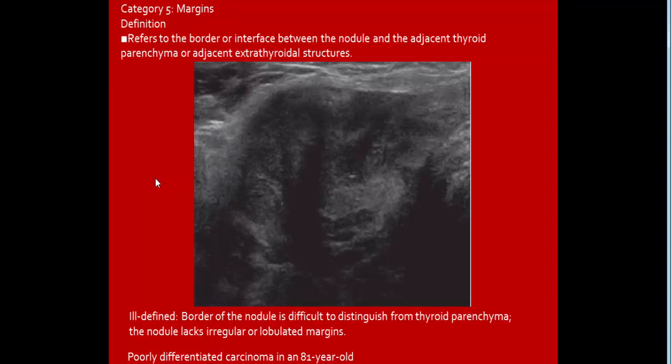Category 5, margins. Margin definition refers to the border or interface between the nodule and adjacent thyroid tissue, or the interface between the nodule and adjacent thyroid parenchyma or adjacent extrathyroidal structures like neck muscle. This is category 5, margins. Ill-defined margin: the border of the nodule is difficult to distinguish from the thyroid parenchyma, and the nodule lacks an irregular or lobulated margin. Poorly differentiated carcinoma in this case has an ill-defined border.